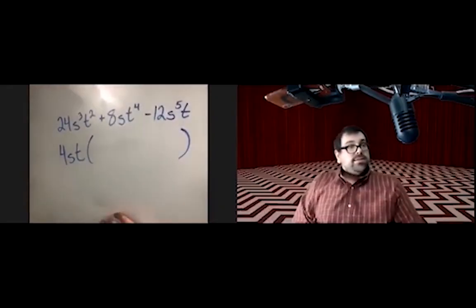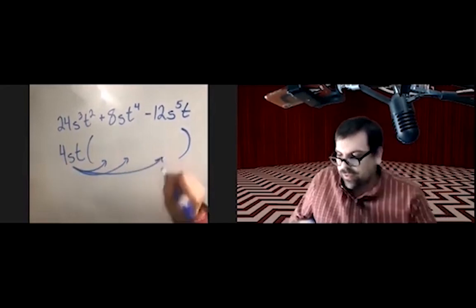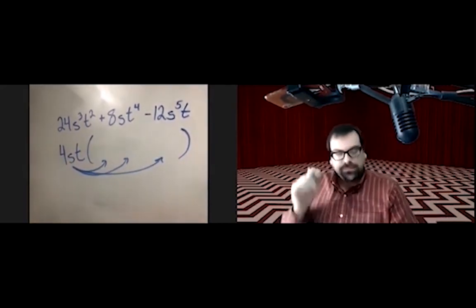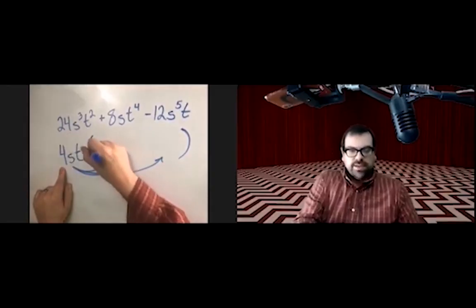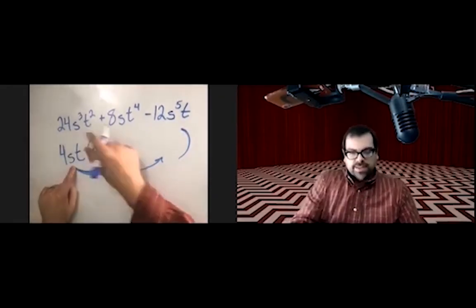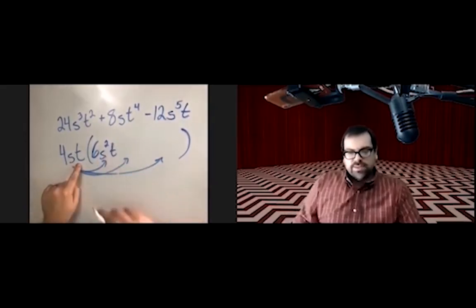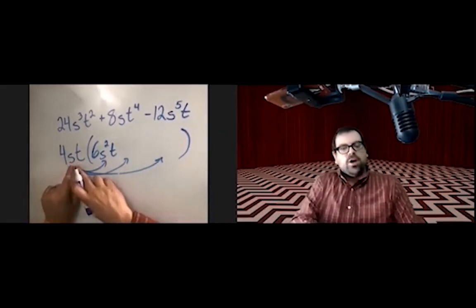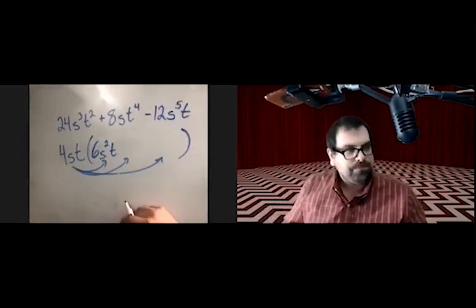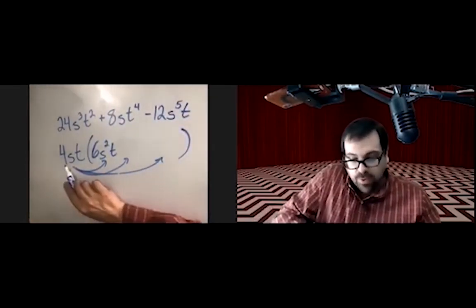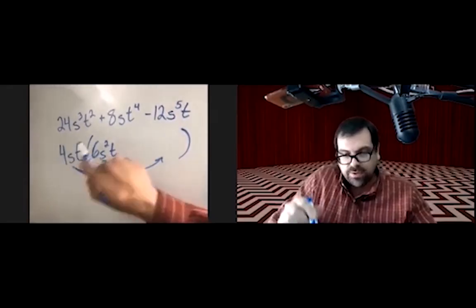1, 2, 3 pieces in the original. So 1, 2, 3 pieces in the leftover. 4 times what is 24? 4 times 6. S times what is S cubed? S squared. T times what is T squared? T. You can see why it has to be the lowest power shown, because we're going to be multiplying up to get to what we started with. And just check now, 4ST times 6S squared T, 24S cubed T squared.